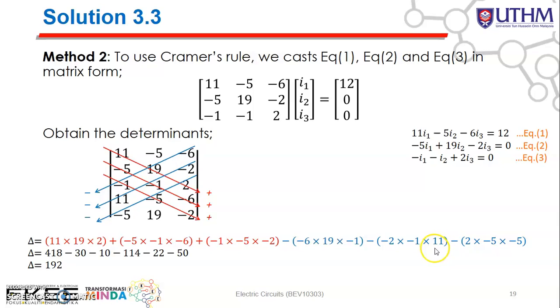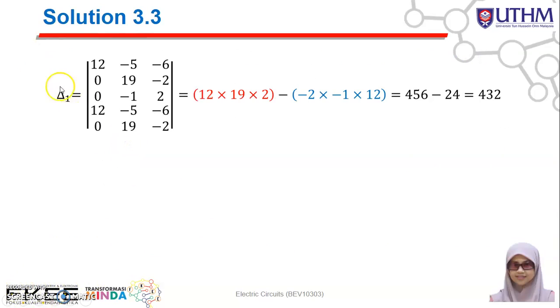Okay, and then here negative 2 multiplied with negative 1 is 2. 2 multiplied with 11 is 22. So minus 22. And then here 2 multiplied with negative 5 is negative 10. Negative 10 multiplied with negative 5 is 50. So minus 50. So finally the delta is equal to 192, right? So once you get the value of delta, then you need to find the value of delta 1 and delta 2 and delta 3.